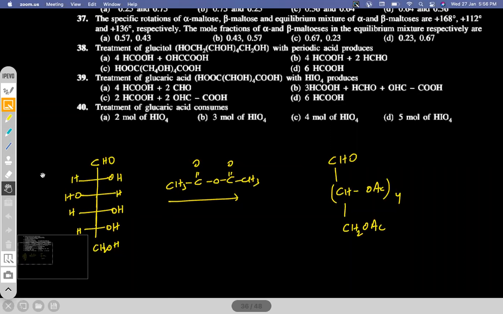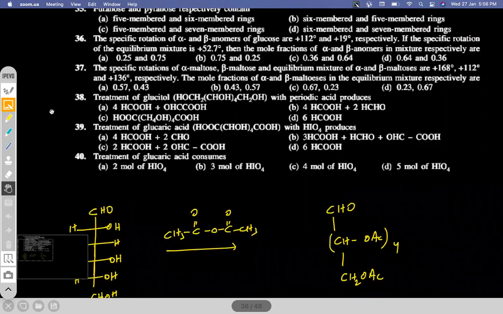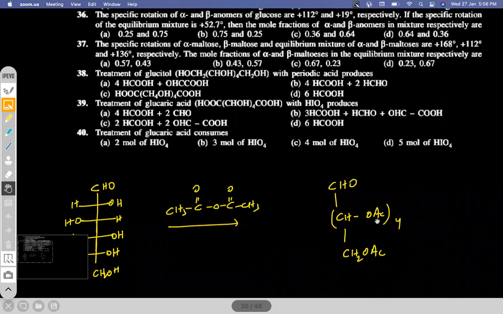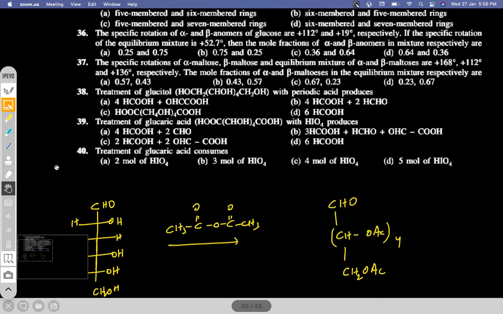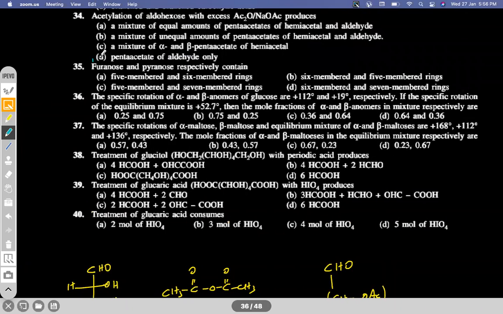What is the option given here? OAc we are getting, okay? Pentaacetate of aldehyde. Are we getting penta? Yes, we are getting pentaacetate, 4N+1, 5. So we are getting pentaacetate of aldehydes. Answer will be option D, 34th one. Furanose and pyranose respectively contain 5-membered and 6-membered ring, okay? 6-membered and 5, 5 and 7, 7 and 6 and 7. Option A is correct in 35th one.